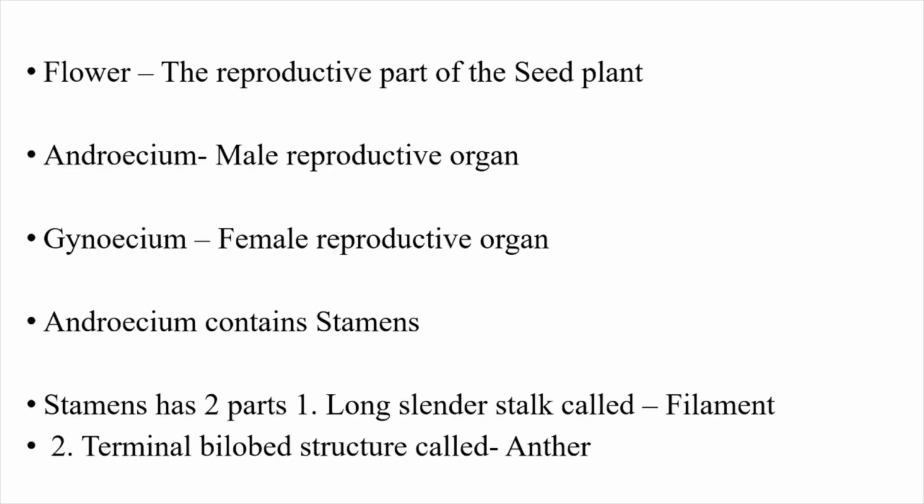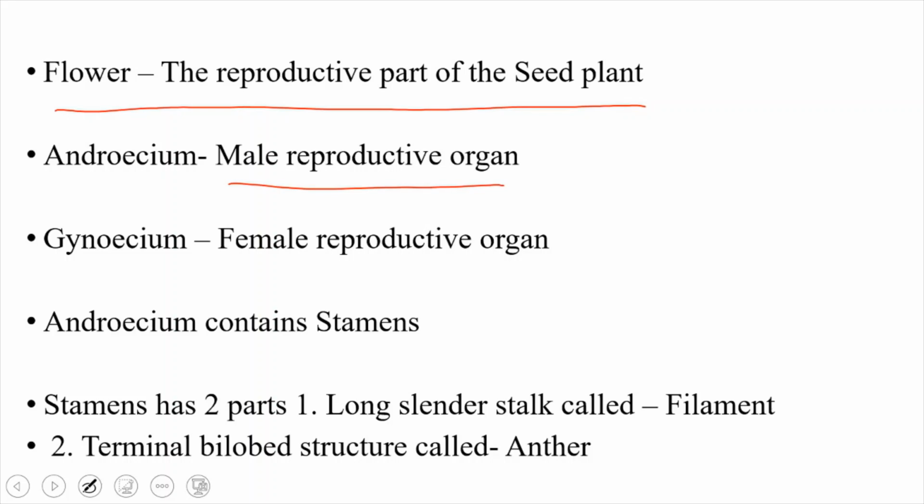Let's move to the class today, that is reproduction in flowering plants. We all know from the lower classes onwards that the flower is the reproductive part of the seed plant, right? It's very attractive. So it is considered the reproductive part of the plant. In the flower, two structures are there, androecium and gynoecium. Androecium is considered the male reproductive organ and gynoecium is considered the female reproductive organ.